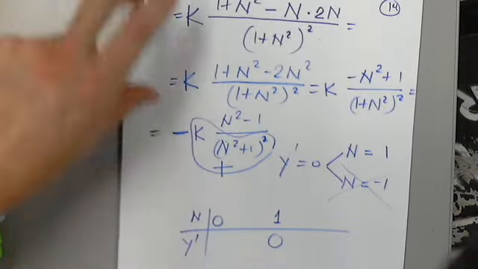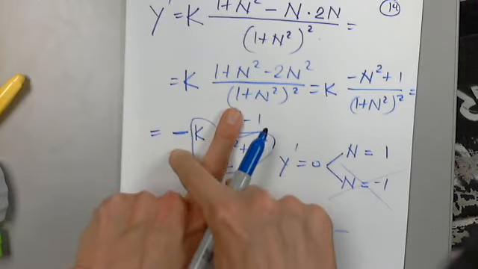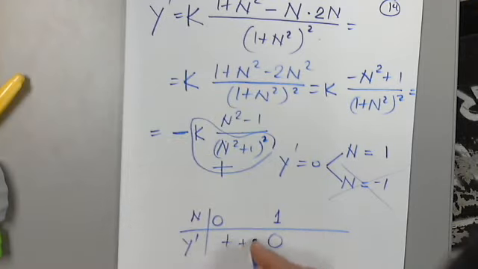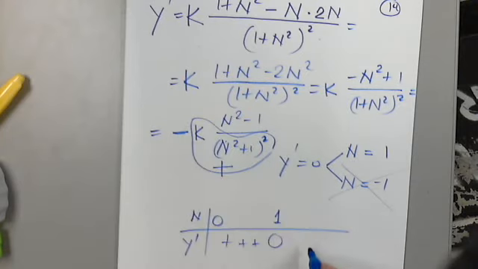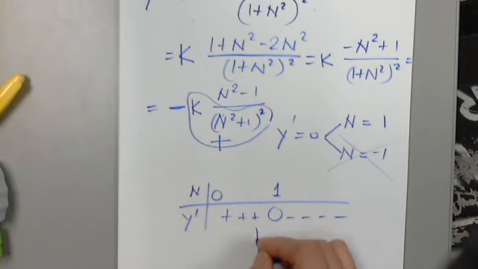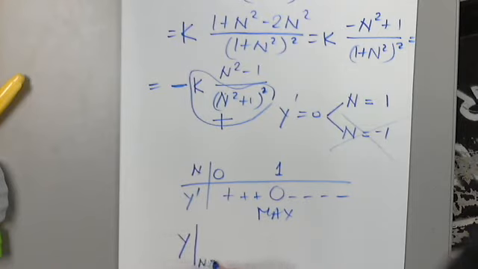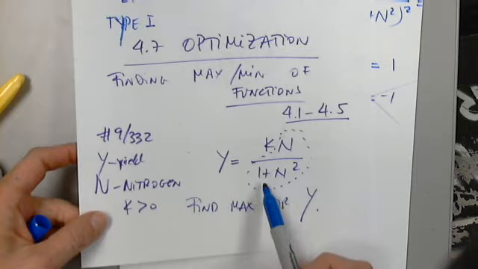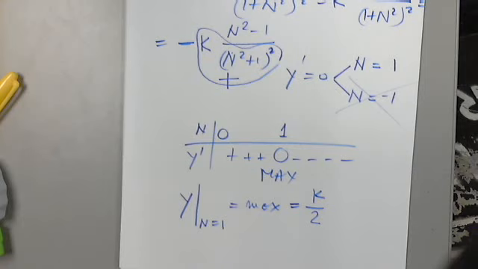So now I would like to plug in 0 to check this side. If I plug in 0, what do I get? Yes, with the minus in front. So it's positive. What if I plug in 10? I have this 100 minus 1 with minus in front. What is this? So now it's guaranteed that this is a maximum. And I can say Y when N is 1 will be maximum. Absolutely. And I can go back and plug it in. And I have K divided by 2. And this is guaranteed to be the maximum.